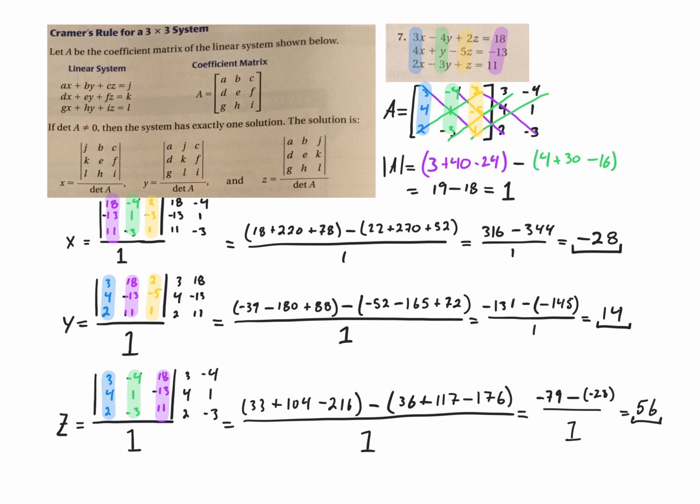Something similar for the y's. Work this all out. Again, feel free, please double check me, pause this, check where I got these numbers. It becomes this minus this, comes out to be 14. Z comes all the way out to be 56. So my final answer is going to be that coordinate point that has negative 28, 14, 56.